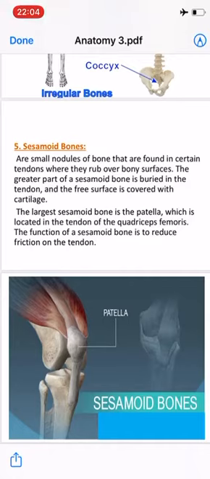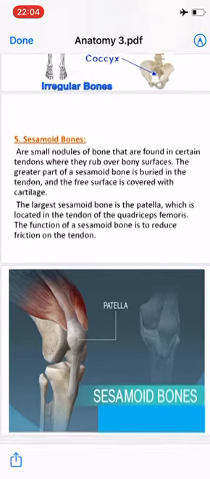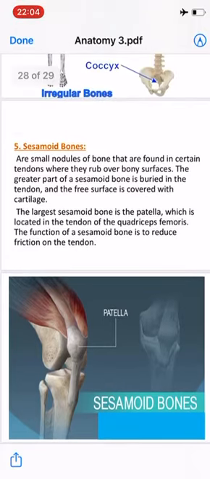And the free surface is covered with cartilage. والسطح الحر له يتمفصل مغطى بالغضروف. The largest sesamoid bone is the patella. ومن أمثلتها هو الباتيلا, as shown in the picture below, which is located in the tendon of the quadriceps femoris. هي عضلة تسمى quadriceps femoris. The function of the sesamoid bone is to reduce friction on the tendon. والفائدة من هذه العظام المدفونة في داخل الوتر هو لتقليل الاحتكاك على الأوتار.